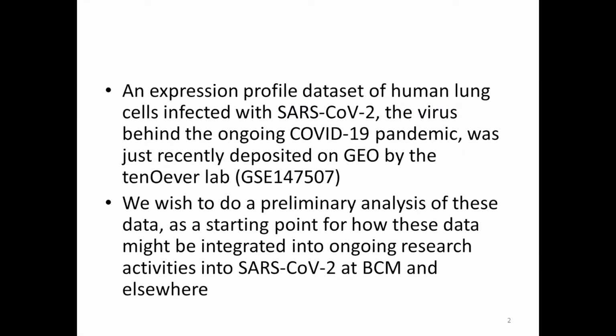So the goal here is, there was this public gene expression profiling data set that was generated by the Tenover lab, and they put that up on GEO. This is human lung cell lines that are infected with SARS-CoV-2. We wanted to do a preliminary analysis of these data as a starting point for how this might be integrated into ongoing research activities into SARS-CoV-2. This is looking at the response of the host cells to viral infection.